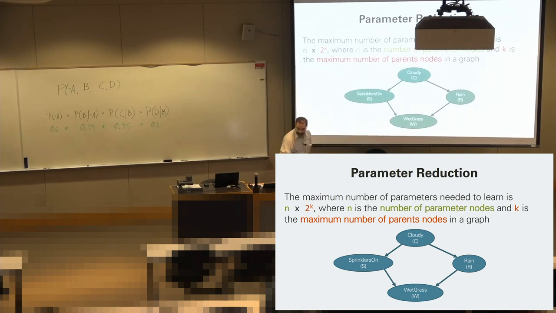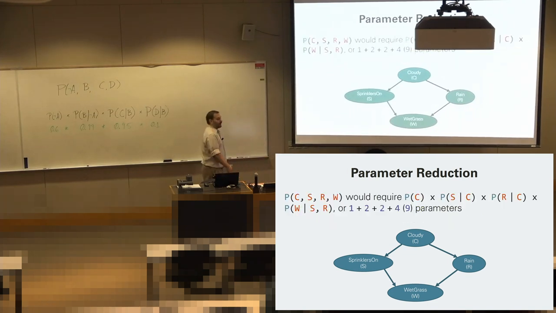That's it. And as a consequence, as I look at that formula, I still have to deal with the probability of C. I still have to do the probability of S given I know C, the probability of R given I know C. But when it comes to wet grass, I don't need to know or worry about cloudy anymore. I can only worry about my parents. And as a consequence, that 15 just became a 9.